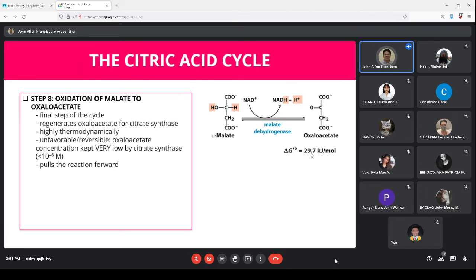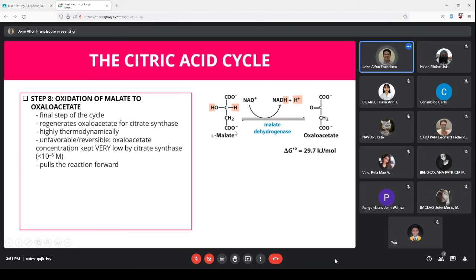Last step will be the oxidation of malate to oxaloacetate. So ito yung final step of the cycle whereas yung malate mo will be oxidized at pag introduce ka ng NAD plus as acceptor of your hydrogen or your proton to form your oxaloacetate. It regenerates oxaloacetate for another citrate synthase. So ito yung oxaloacetate mo will be participant naman ulit for the formation of another citrate. And yung citrate na yun will undergo to another citric acid cycle para mag-generate ulit ng energy.